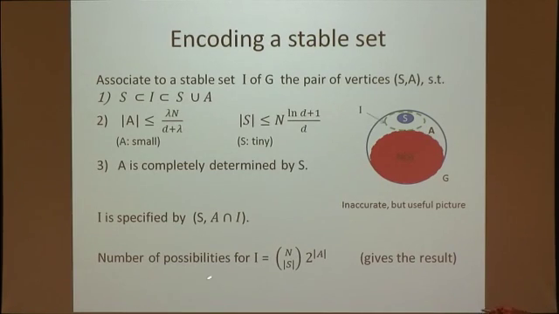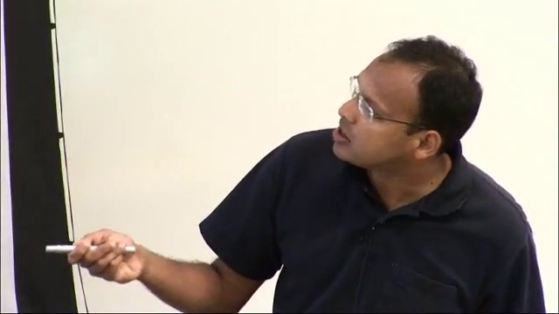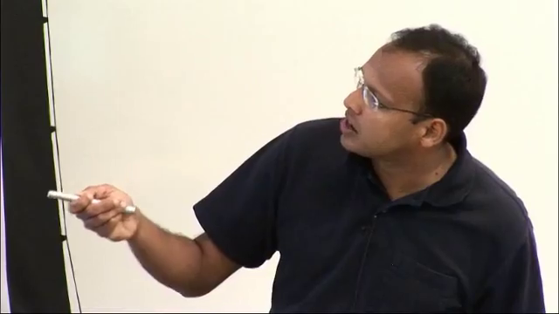So the number of possibilities for I, if we could give such an encoding, is n choose S, for all possible ways of choosing the set. But once I choose my set, it fixes my A, and then I only need 2 to the A combinations, like which subset of that is there. So this will be the idea, to come up with an encoding scheme which satisfies these properties, and if you just plug these bounds for S and A in, this recovers exactly your result.